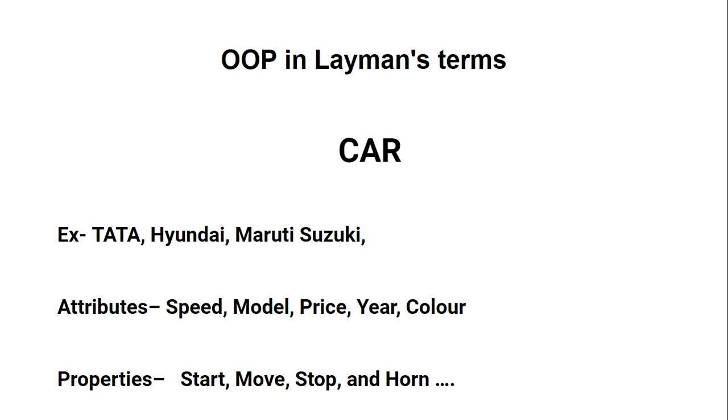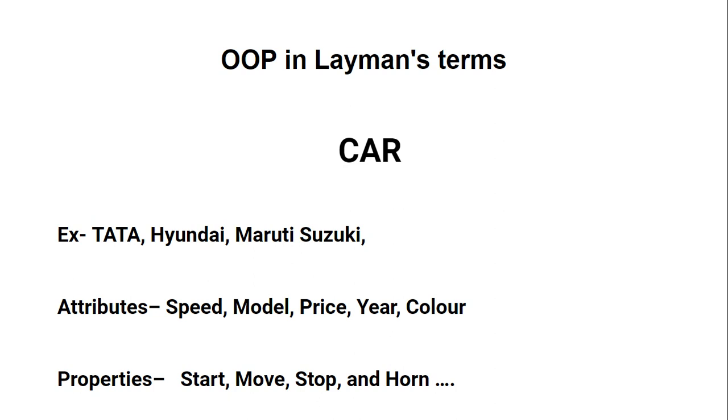As we know, there are cars. We have seen Tata, Hyundai, Maruti Suzuki, and a lot of cars on the roads. They have some same features: they have speed, model number, price, year of manufacturing, and some colors. And in terms of functionality, they can start, move, stop, and horn. They have music players. So every car has some same features. Different cars have different features, but in most cars the features are almost the same.